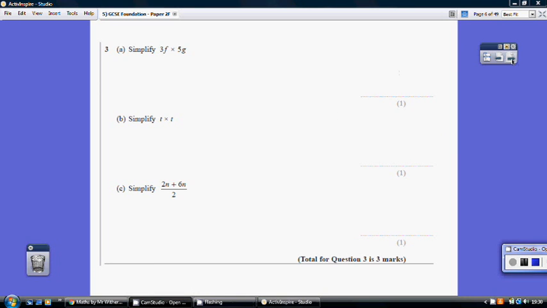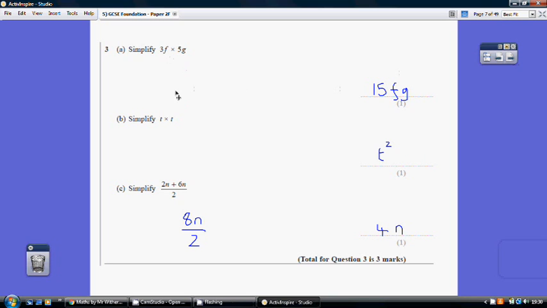Question 3. So 3f times 5g, well 3 5s are 15, so we've got 15 times f times g, so that's 15fg. Part B, t times t is t squared. Part C, well we can kick off by simplifying the numerator. 2n plus 6n is 8n, and then half of 8n is 4n.